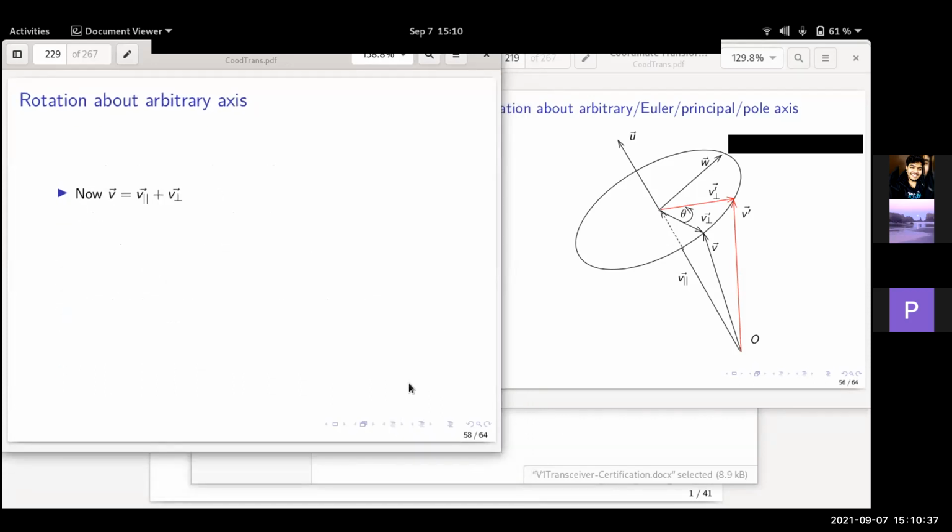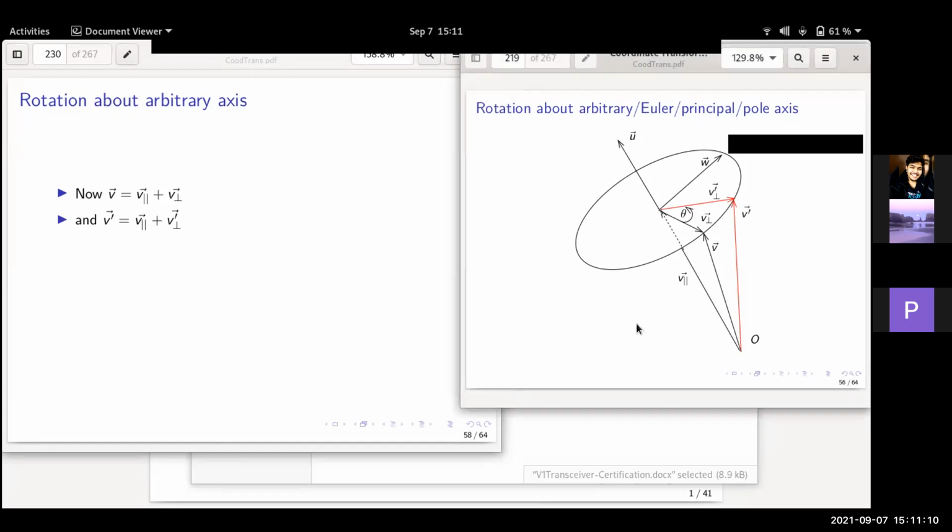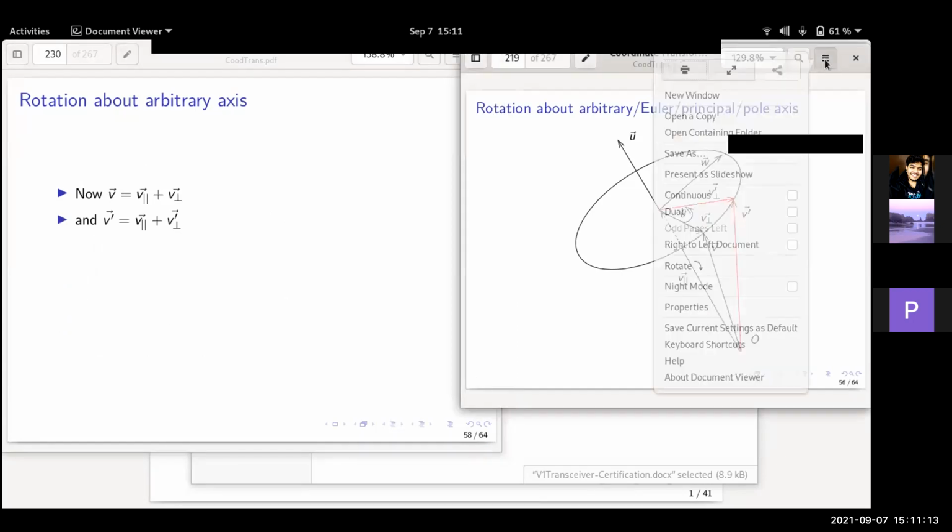So from the geometry, if you observe the figure, the vector v is a combination of the vector along the u direction and the vector along the orthogonal plane, which is v perp. So v can be expressed as v parallel plus v perp. Now v dash similarly is a linear combination of v parallel plus v perp dash. Observe that if you have a component along the axis of rotation, that component does not change. In order to understand that clearly, we will just open one more copy of this to show you.